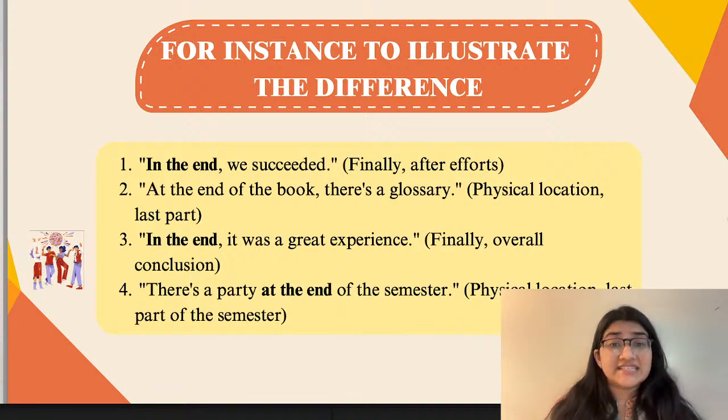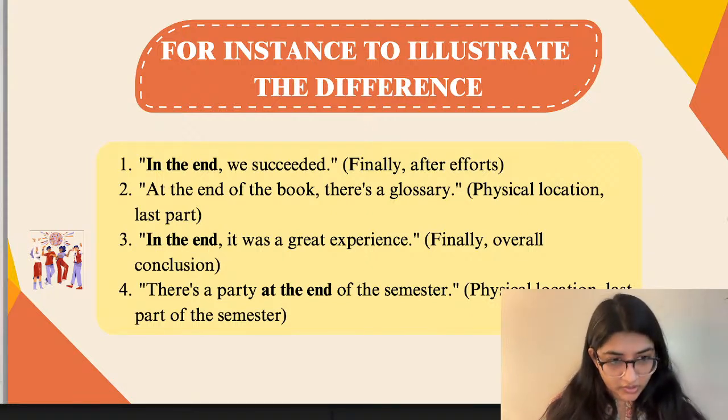"In the end, we succeeded." That means finally we succeeded. "At the end of the book, there's a glossary." That means we're talking about the last part of the book. "In the end, it was a great experience." That means finally, overall, you're talking about the conclusion specifically. "There's a party at the end of the semester." That means you're talking about the physical location. So remember, "in the end" means finally, and "at the end" means last part or physical location of something.